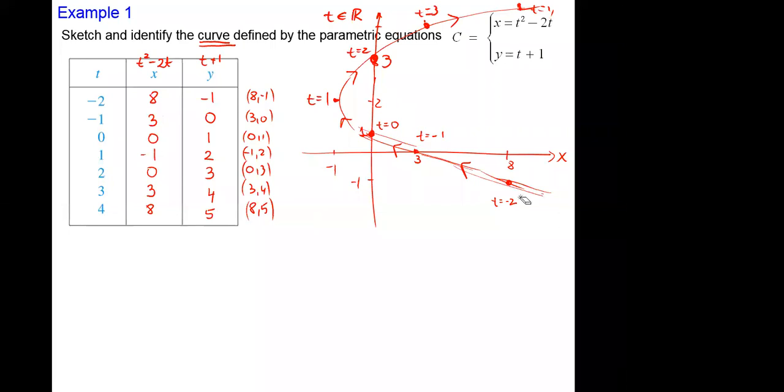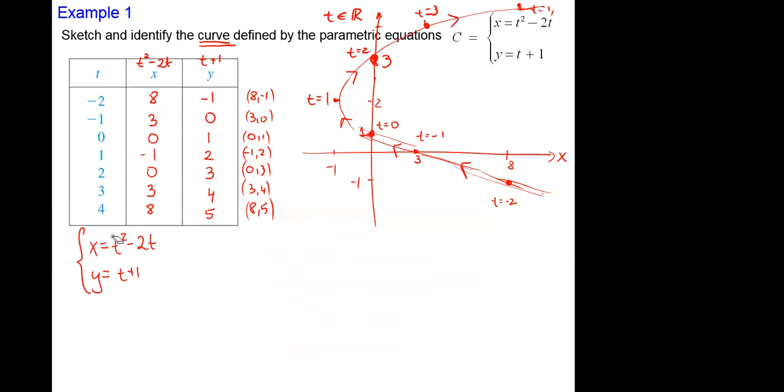Sometimes, because this looks like quite a nice and symmetric curve, we can try to eliminate the parameter and just get the xy equation. Let's see how we can do it. X is defined as t squared minus 2t. Y is defined as t plus 1. And we have a system of two equations.